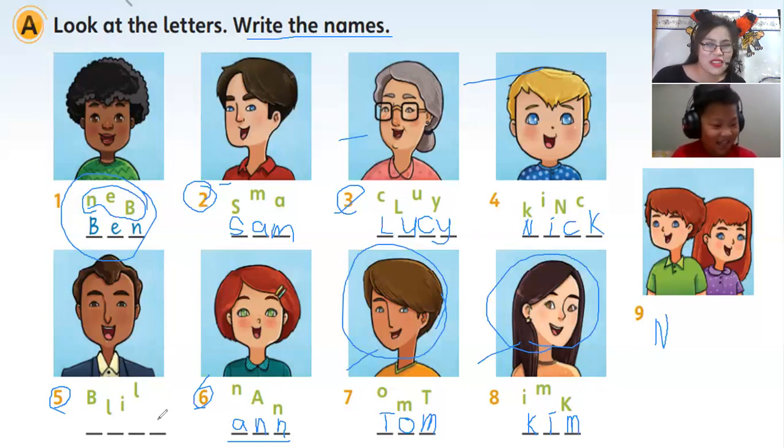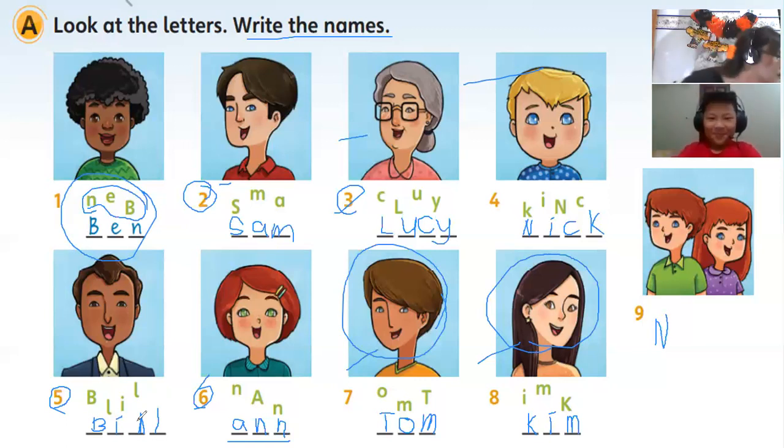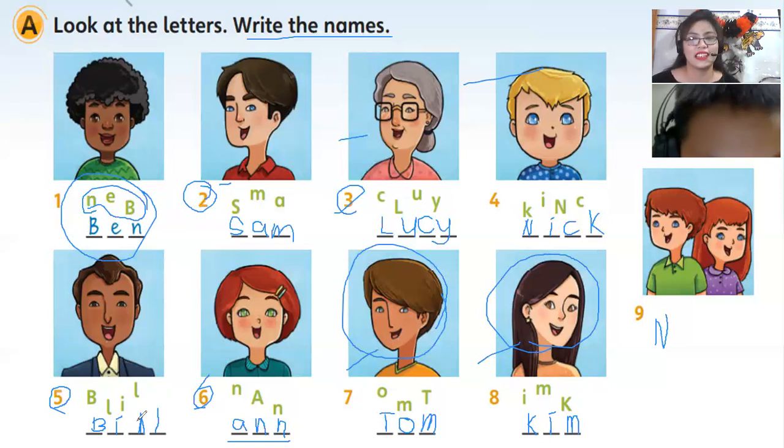This one is quite difficult for you. Okay, this one, I will give you the last two letters of his name, and it's L. Bill. Okay. B. Mm-hmm. B. I. Okay, very good. That's Bill. That's good. Okay, now we got number nine.